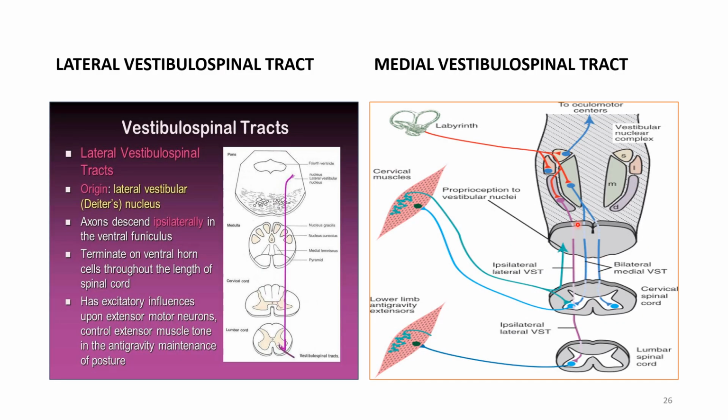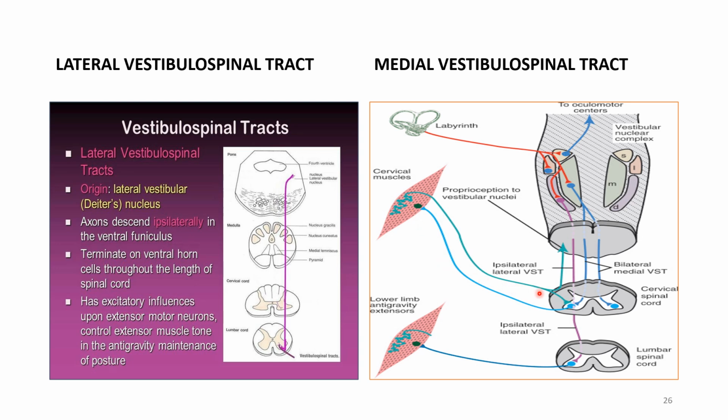Here you can see the lateral vestibulospinal tract, which is innervating alpha motor neurons supplying the muscles involved in the anti-gravity extensors. So it is coming from the lateral vestibular nucleus. Then from the medial nucleus, the medial vestibulospinal tract. Here they will innervate the muscles which are helpful for neck extension, the cervical muscles.